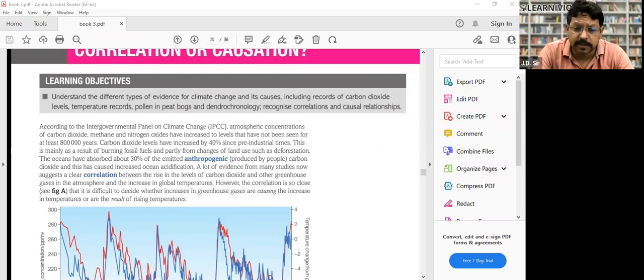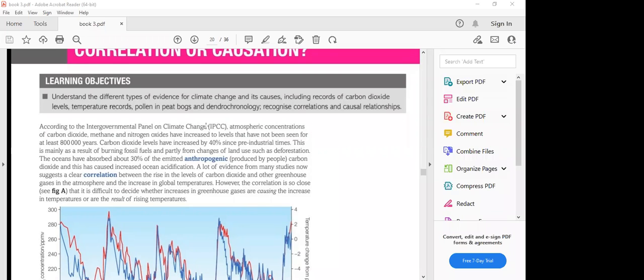Because these developing countries have lots of population. India and China alone make up half of the world's population, right? 50% of the population is living in these 2 countries. That's a lot.